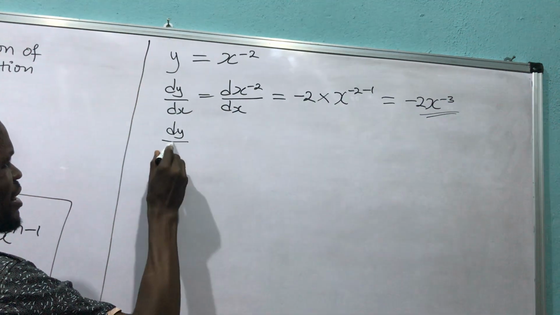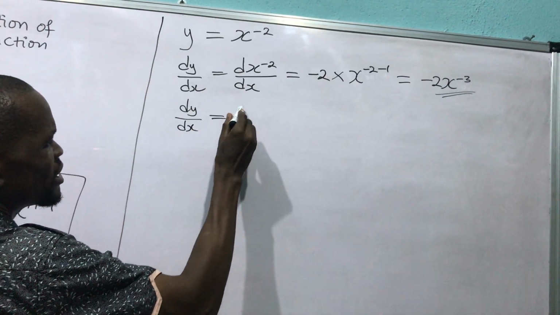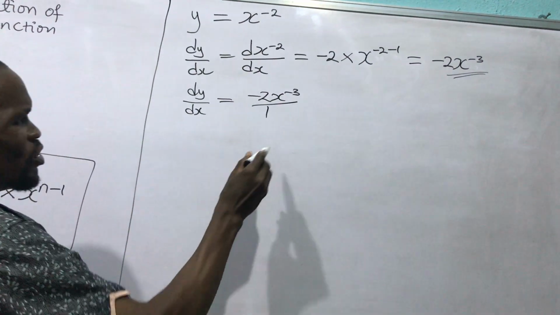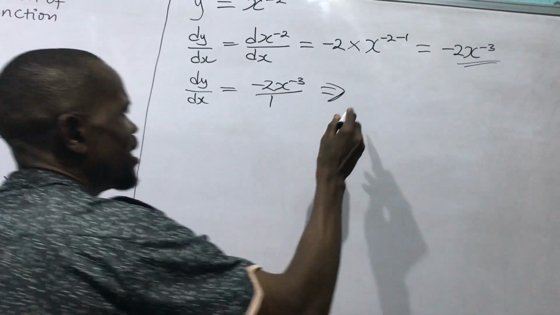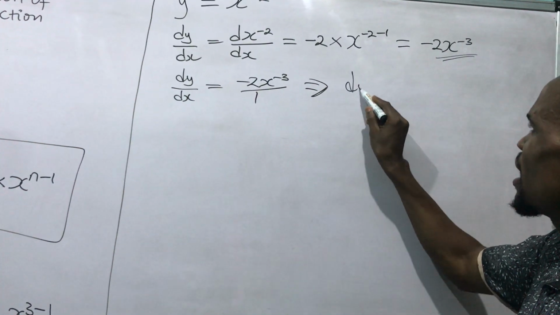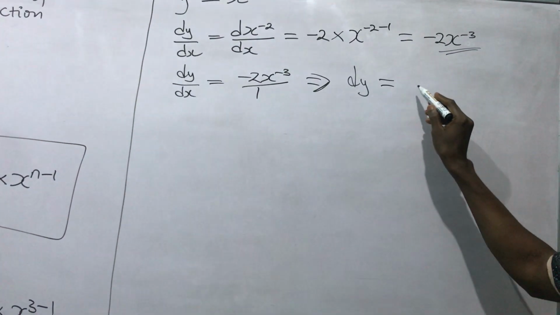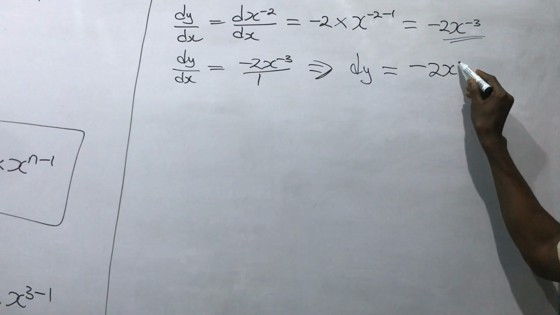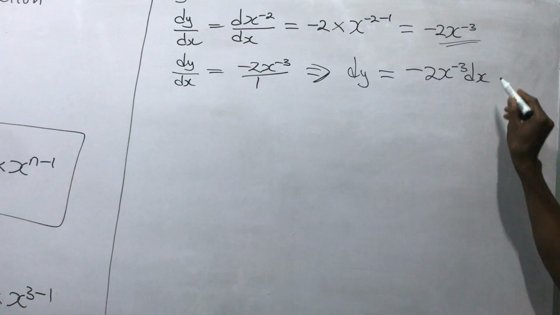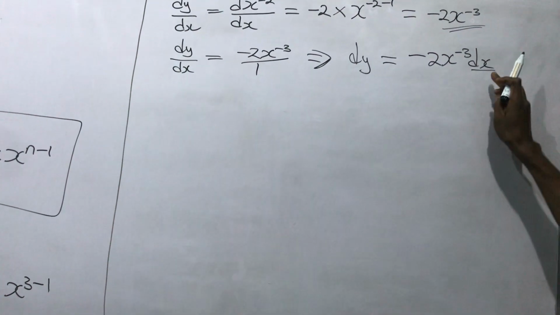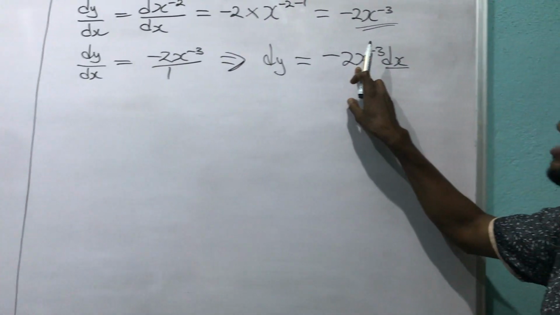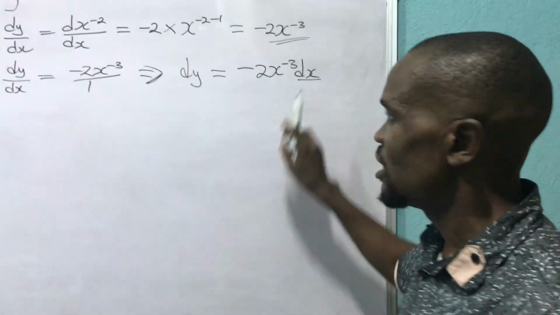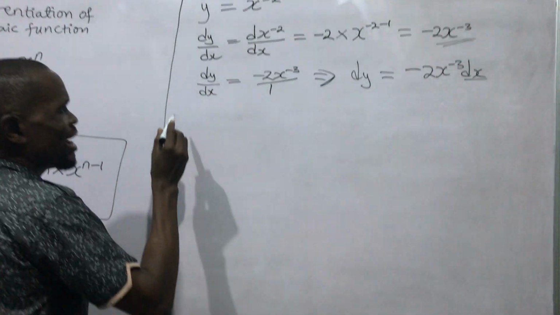Then I can also write this answer this way: dy/dx is equal to minus 2x raised to the power minus 3 all over 1. Cross multiplication will give me that dy is equal to minus 2x raised to the power minus 3 dx. And as I said before, this dx is telling me that this has been differentiated.